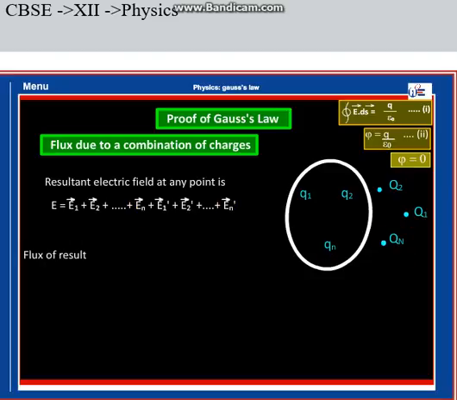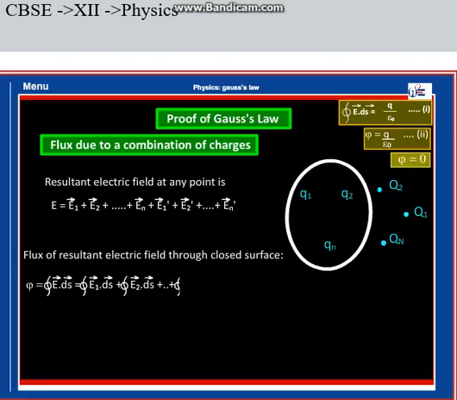Thus the flux of the resultant electric field through the closed surface is phi equal to closed integration of E dot dS, which is equal to closed integration of E1 dot dS plus closed integration of E2 dot dS plus so on plus closed integration of En dot dS plus closed integration of E1 dash dot dS plus closed integration of E2 dash dot dS plus so on plus closed integration of En dash dot dS. Let this be equation 4.